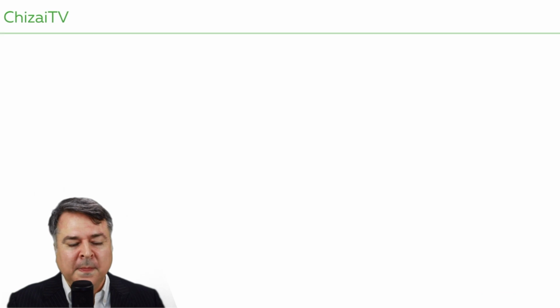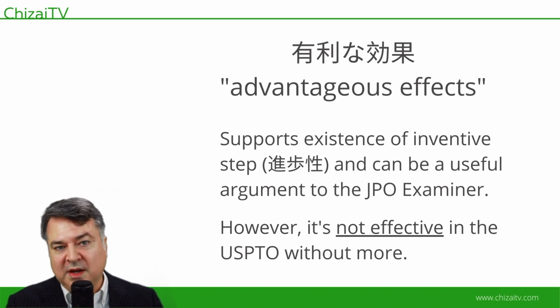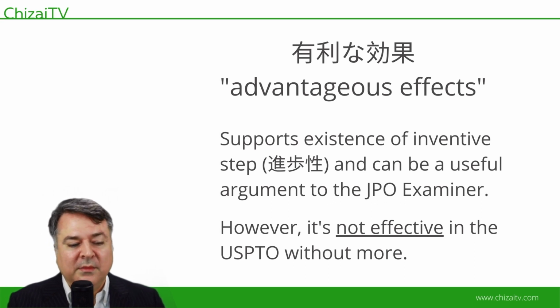So in the JPO, one of the things you can argue to show inventive step, that supports the existence of inventive step, are advantageous effects. And so this can be a useful argument to a JPO examiner if there are advantageous effects of the invention, something that, when you use the invention, it produces an effect. However, in the USPTO, it's not effective at all unless you have something more. And I'll explain in a minute what that something more is. Actually, on the next slide.